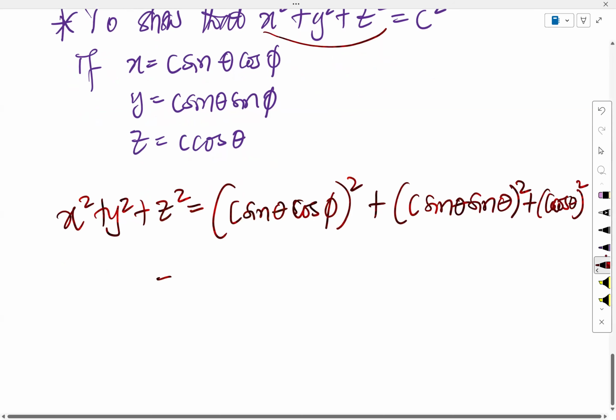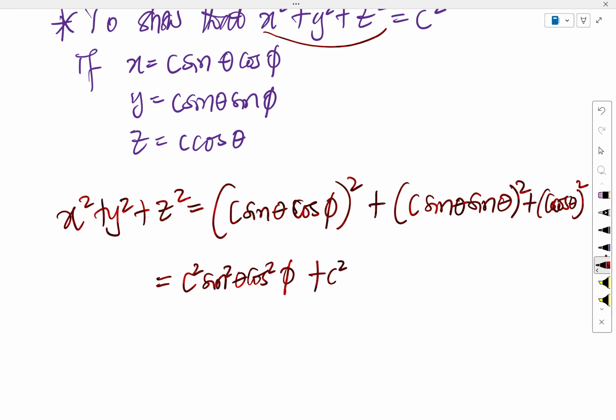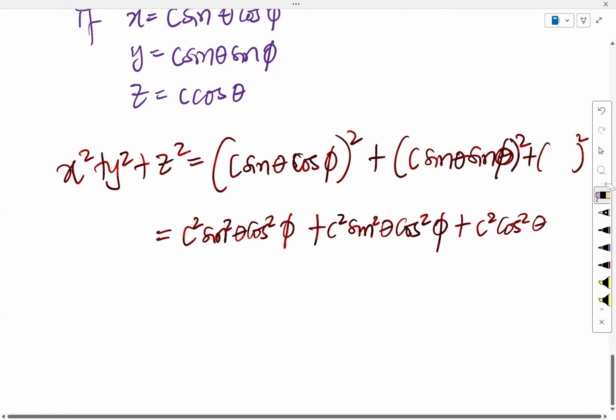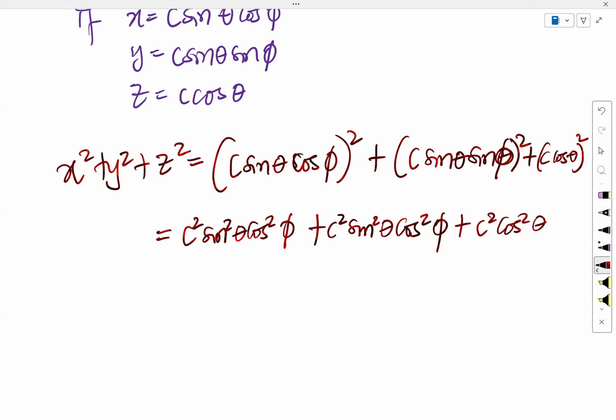Okay, so we can expand all this. If you expand this now, you have c squared sine squared theta cos squared phi, plus c squared sine squared theta sine squared phi. Sorry, this should be phi. Then the z is c cos theta, so you have c squared cos squared theta. Let me tidy this up to avoid confusion. This is c cos theta, and this is phi, based on what we have up there.